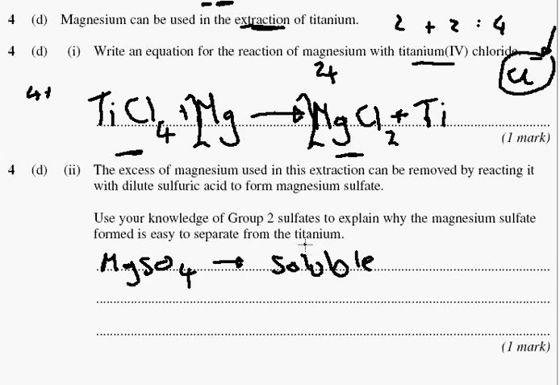And titanium, we get engrossed in all these names of elements and just forget what we're looking at. Titanium is a metal, and we've extracted titanium, and metals are not really soluble. And that's it. Magnesium sulfate is soluble and it's simply washed away. Just dump the products you have of magnesium sulfate and titanium in water, Bob's your uncle. It washes away. And that's the end of question 4D2.